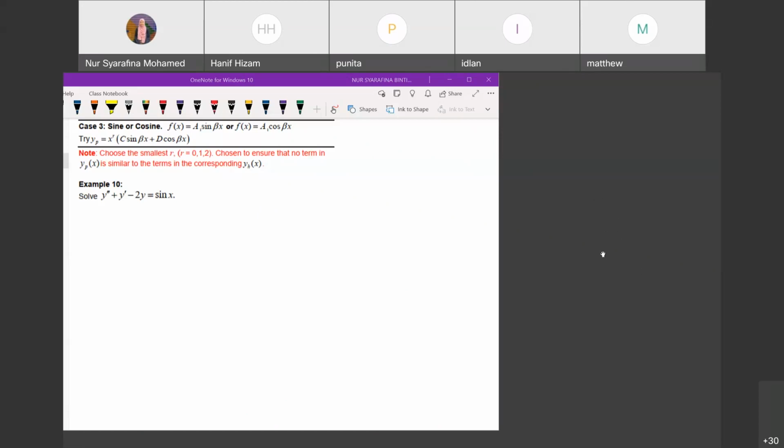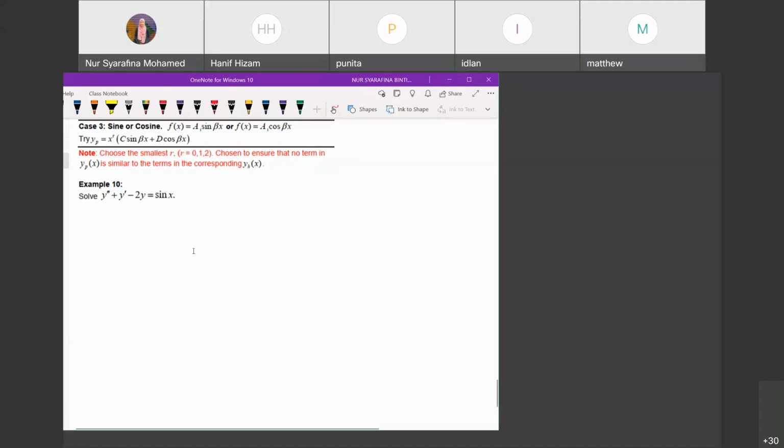There are cases that we need to consider. Case 1 is polynomial, case 2 is exponential, case 3 is sine or cosine, and case 4 is the sum of the above cases. So now we have case number 3, sine or cosine. Let's take a look at the example.